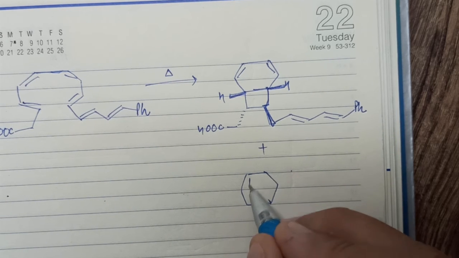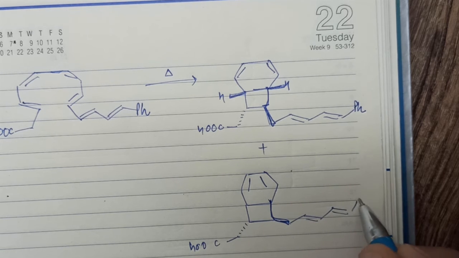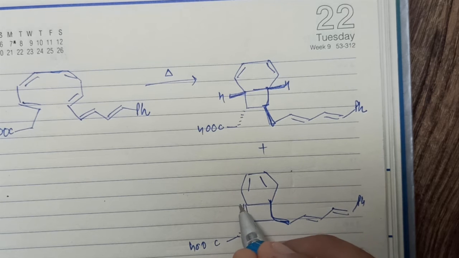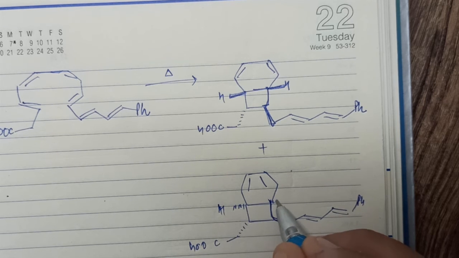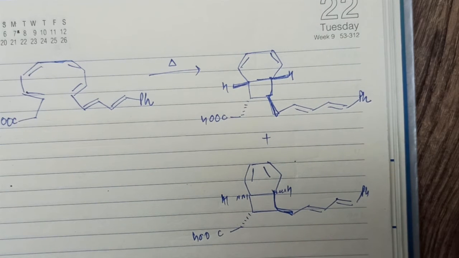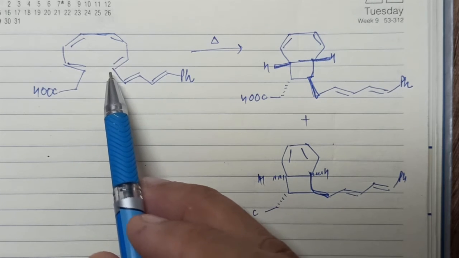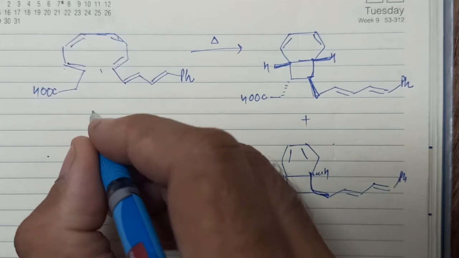Can we account for the formation of the products which we have drawn here? In this one, this hydrogen is below the plane and this hydrogen is below the plane. Can we account for the formation of these two products from this reactant? Now, in order to understand this thing, we have to first of all consider what kind of electrocyclic reaction we are talking about. What kind of electrocyclization we are talking about here? This is an 8 pi system having 4 pi bonds and 8 pi electrons.